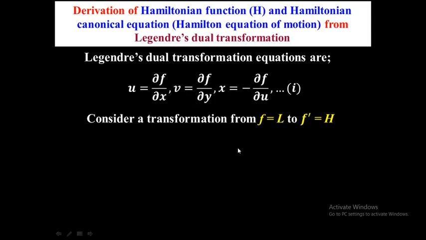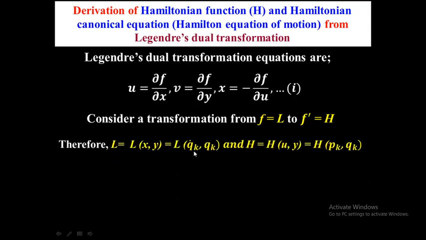We know that the Lagrangian is a function of qk and qk dot. So we will consider x is equal to qk dot and y is equal to qk. The Hamiltonian is a function of pk and qk, so we will consider u is equal to pk and y is equal to qk, because we are transforming the set of bases from x, y to u, y.